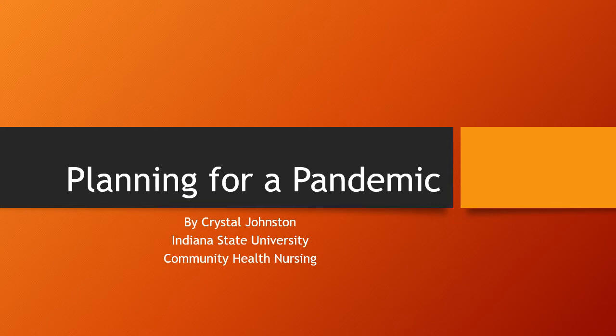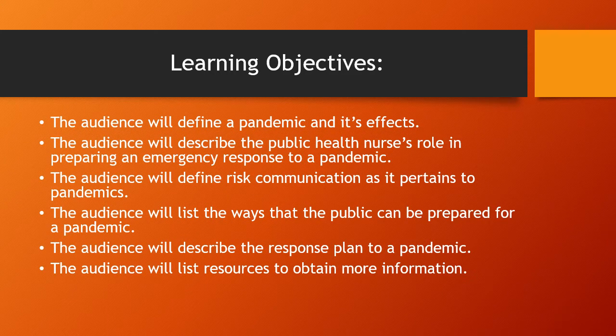The population at risk is all individuals in the community, with extra emphasis on those at higher risk. The learning objectives for the audience are that the audience will define a pandemic and its effects. The audience will describe the public health nurse's role in preparing an emergency response to a pandemic. The audience will define risk communication as it pertains to pandemics. The audience will list the way that the public can be prepared for a pandemic. The audience will describe the response plan to a pandemic. And lastly, the audience will list resources to obtain more information.